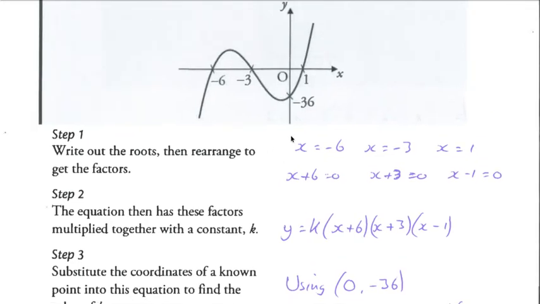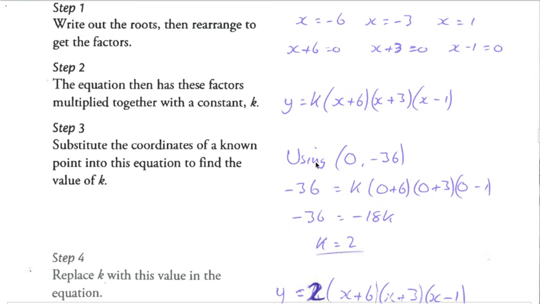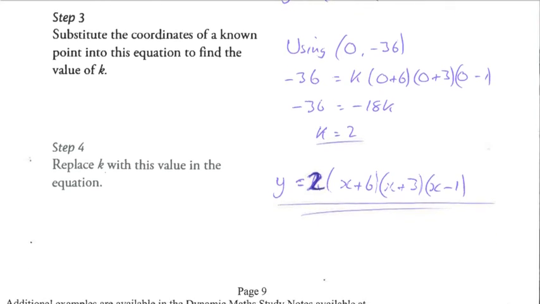Well, there will be one other point that we are told. In this example, we are told the point 0, -36. So using 0, -36, substitute in, so when x is 0, the y-coordinate is -36. So here I've got 6 multiplied by 3 multiplied by -1, which is -18, all multiplied by k. So -36 equals -18k. Divide both sides by -18 and k equals 2. So replace k with this value in the equation.